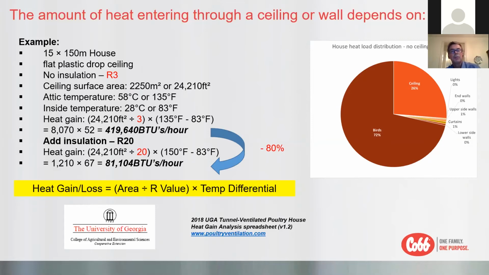In terms of total heat production in the house, if I compare the birds with the heat through the ceiling, without insulation our birds are producing somewhere around 75% of the heat. 25% is coming through the ceiling. If I place good insulation in the roof, suddenly 85 to 90% of my heat production is the birds, and only 10% comes through the surfaces of the building.